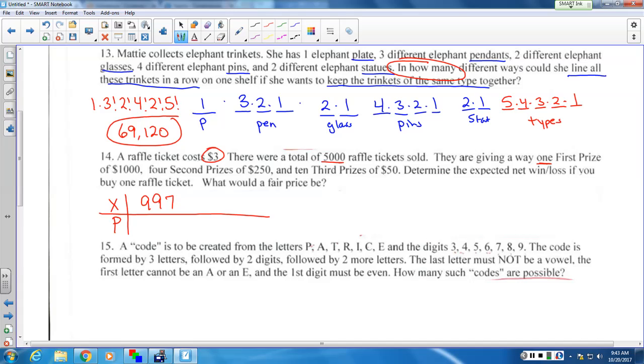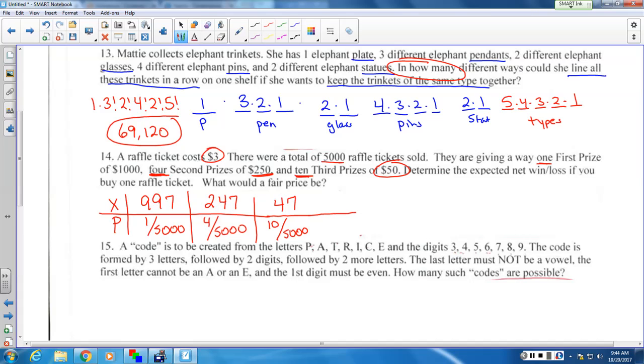They're giving away 1 out of 5,000 of those. Then they're giving away 4 second prizes of $250, so the probability you win second prize is 4 out of 5,000. The second prize is $250, but I paid $3 to play, so I'd go home with $247. Then they're giving away 10 third prizes, so the probability is 10 out of 5,000. Third prize is $50, but I paid $3 to play, so I'd go home with $47.